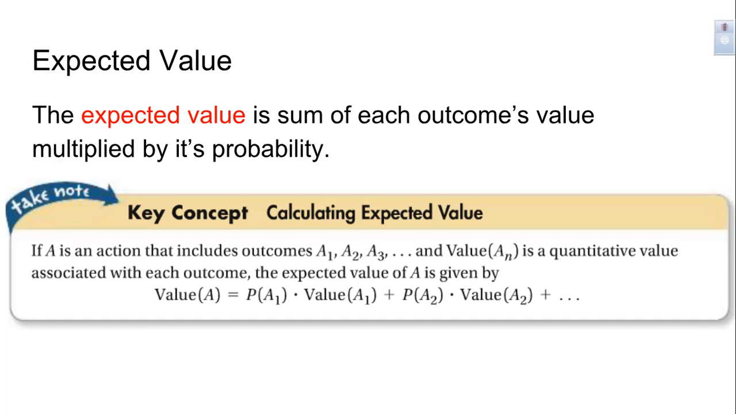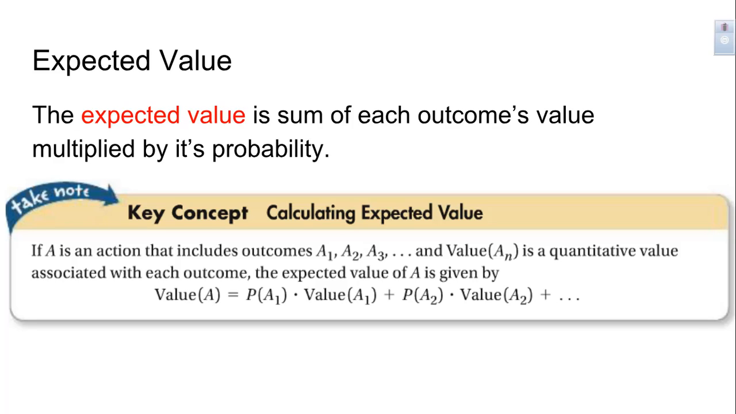All right, let's look at lesson 13.7, modeling randomness. What we're going to look at is expected value. In this lesson, expected value is the sum of each outcome's value multiplied by its probability. So if you're playing a dart game and each area of the dartboard has certain points, basically, if you play the game, what is the value of your points? How much can you expect to win?